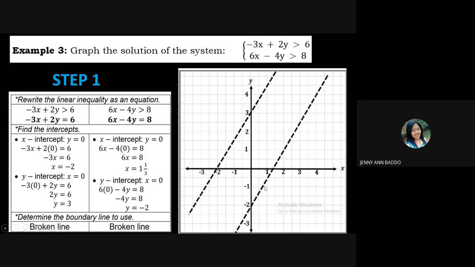For the second inequality, we have x equals 1 and 1/3, it's here. And y equals negative 2 is below 0. So connecting those 2 points, this is now the graph of the second linear inequality.